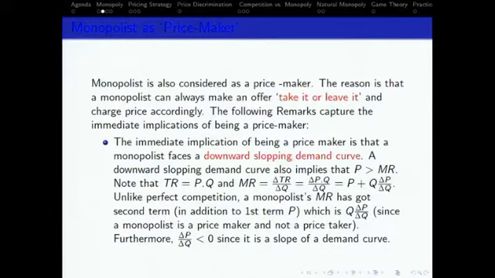Now, one important thing: because it has market power, its demand curve is downward sloping. Why? Because it can manipulate production, either making goods scarce or plentiful. By doing that, it can change the price as well, and that's how it exercises its market power. One of the important things you'll find in monopoly is this: price is always greater than marginal revenue.